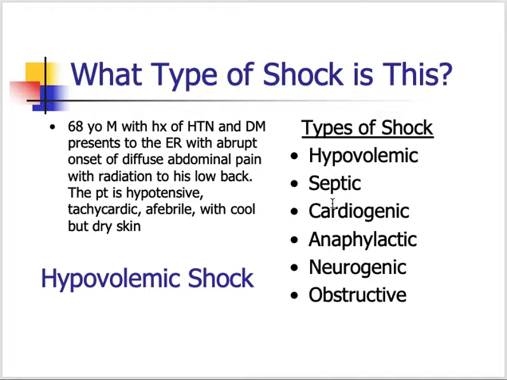Now you can see over here a 68-year-old mother with a history of hypertension and diabetes presents to the ER with abrupt onset of diffuse abdominal pain with radiation to her back. The patient is hypotensive, tachycardic, afebrile with cool but dry skin. So now, if you can see over here, this is a patient who has a hypovolemic type of shock.